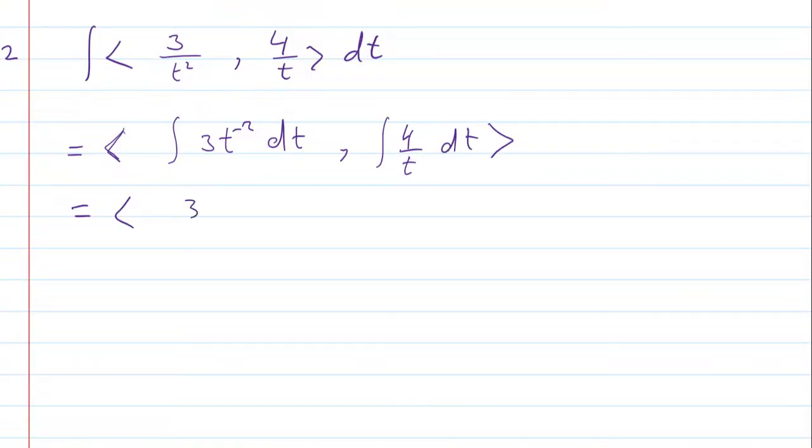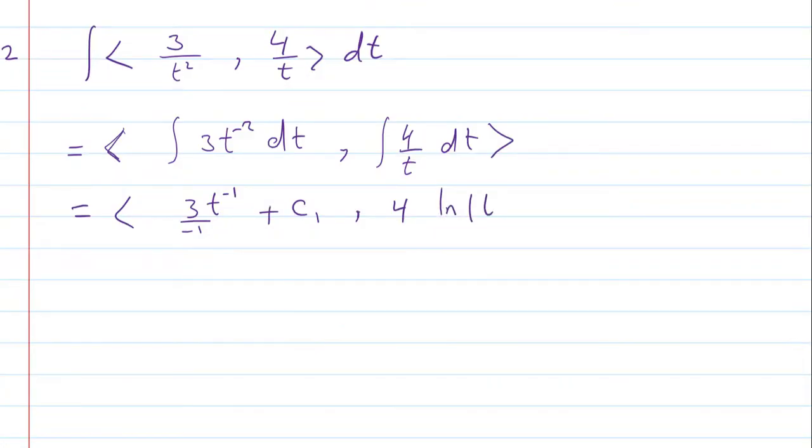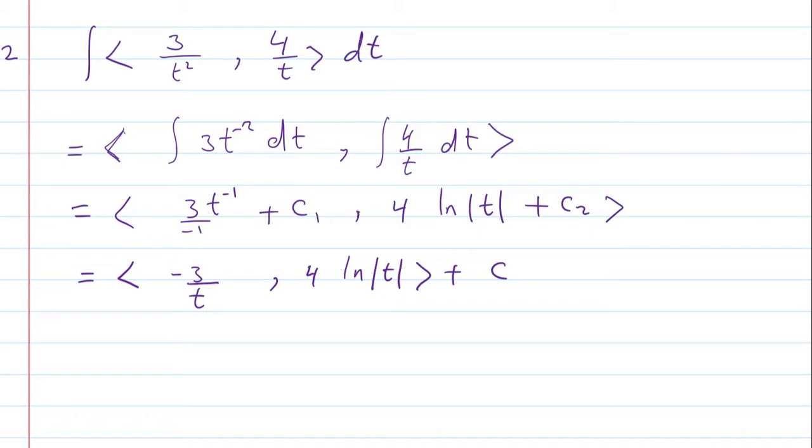So we have 3t to the power negative 1 divided by negative 1, and don't forget the constant of integration. However, for the second component we have 4, and the integral of 1 over t is ln absolute value of t plus the constant of integration. So we can write the result as negative 3 divided by t, and the second component is 4 ln absolute value of t, plus the constant vector c, where the constant vector c is equal to c1, c2.